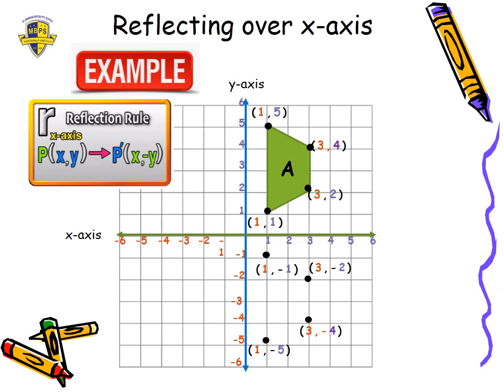Then the last one, it's 3 and minus 2. Good. So we draw 3 and minus 2. After that, you just have to connect between these lines, and this is now the reflected shape, and we name it A'. We put an apostrophe just to differentiate that this is the reflected shape, not the original one.